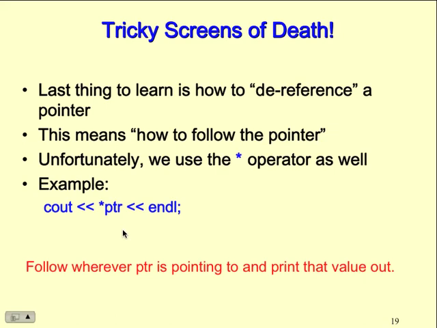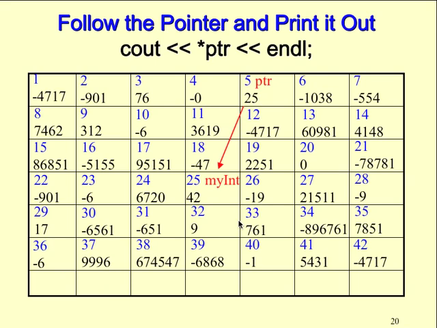So we can use them both still. We can juggle around a little bit if we wanted to. So follow whatever PTR is pointing to and print out the value that it finds at that particular location. So follow the pointer and print it out. Here the value 42 is going to be printed to the screen.